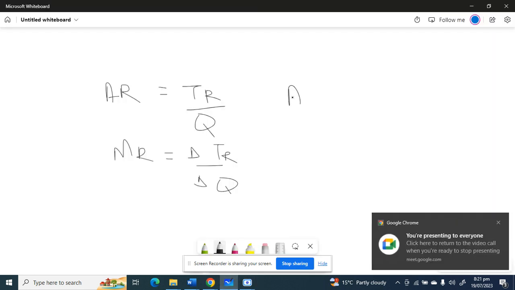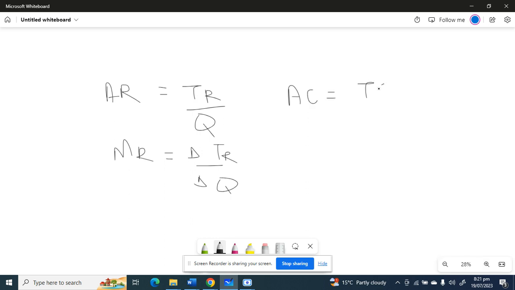For average cost, the formula is total cost over quantity. Then marginal cost is the change in total cost over the change in quantity. So please get these down because in the exam you're likely to encounter such a table.